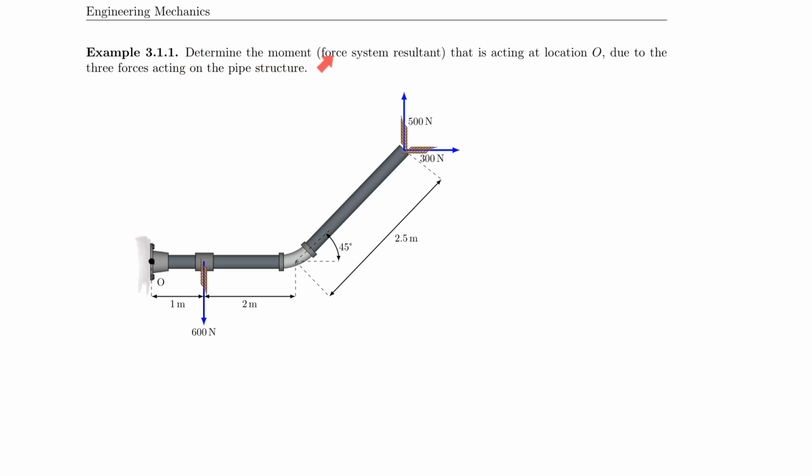Determine the moment or the force system resultant that is acting at location O, right here, due to the three forces acting on the pipe structure. 1, 2, 3 forces: 300 Newton, 500 Newton, and 600 Newton, acting at a specific distance. The distances are indicated here.